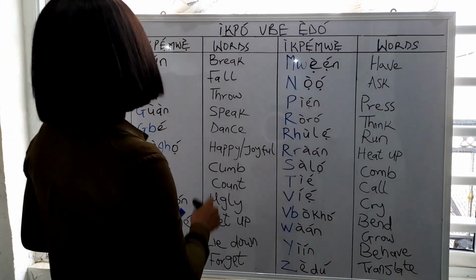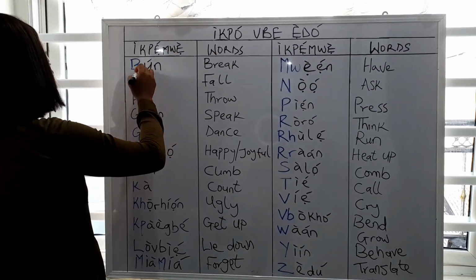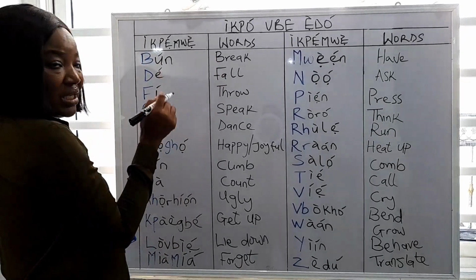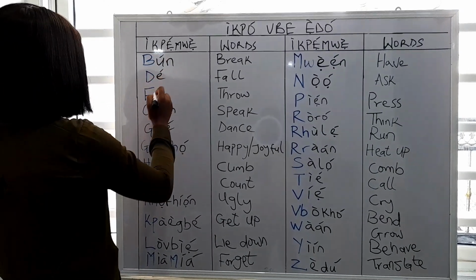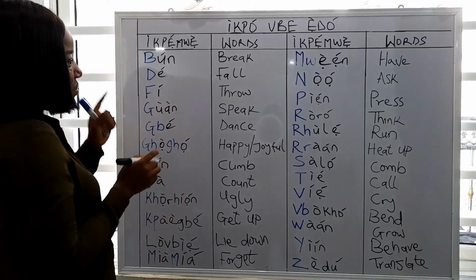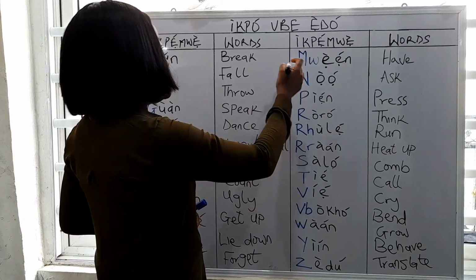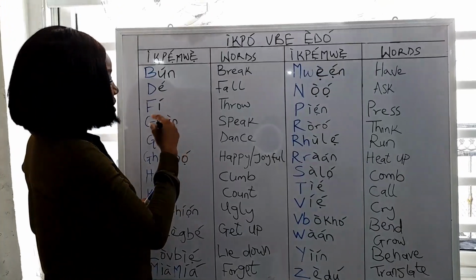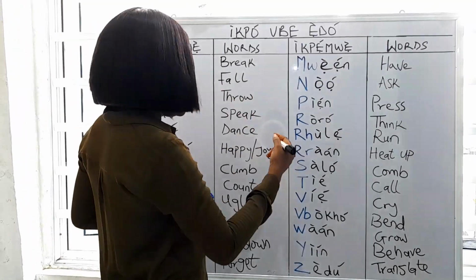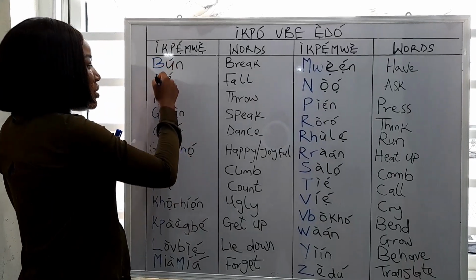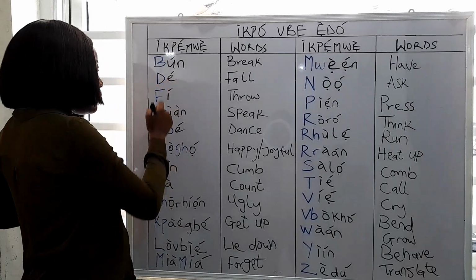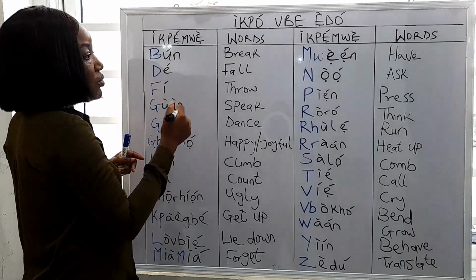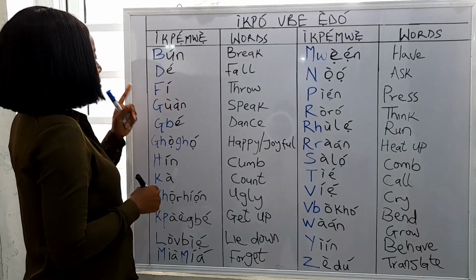So now we've seen Edo verbs and we've noticed that all the verbs begin with consonants. Now what does this mean? It means that every verb in Edo language begins with a consonant. I remember in our first lesson, when we were looking at the alphabet, we did see examples with nouns, and I told us that all nouns in Edo language begin with a vowel. And now we are saying that all verbs in Edo language begin with consonants. So you should take note of these differences. Nouns begin with vowels, verbs begin with consonants.